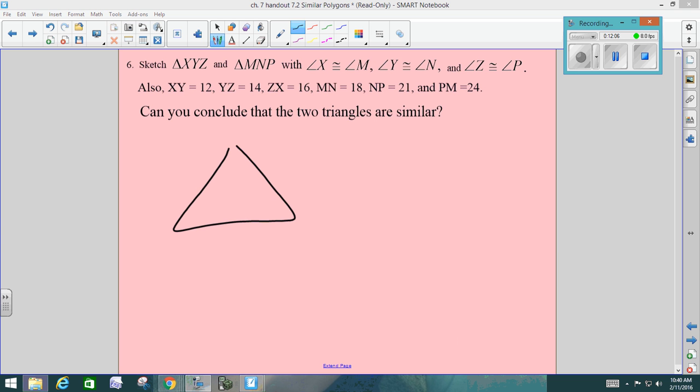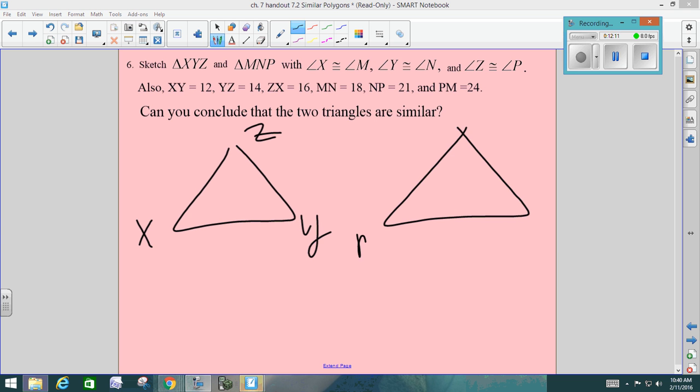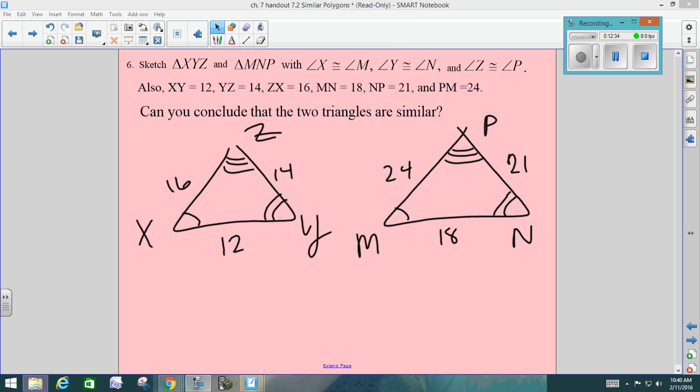Number 6, draw your triangles. And then label it. So angle X is congruent to M, Y is congruent to N. Make sure you're using a different number of curves on each set. And then it says XY is 12, YZ is 14, ZX is 16, MN is 18, NP is 21, and PM is 24. Decide if they're similar.